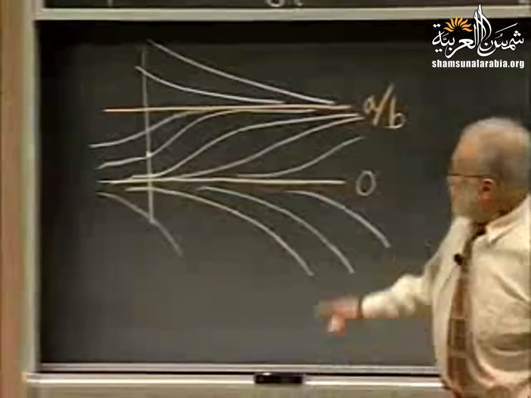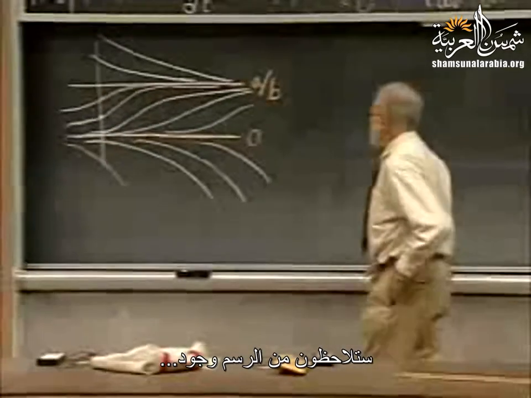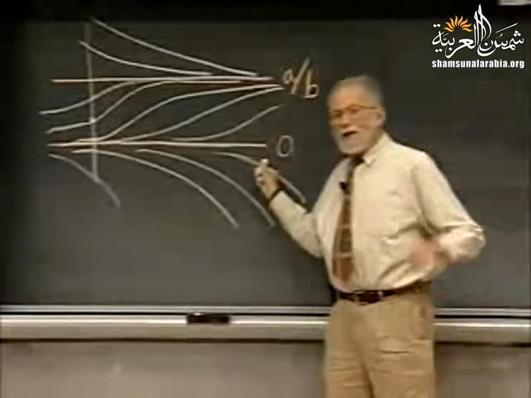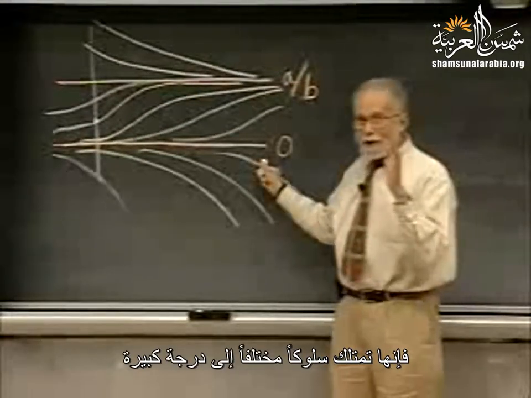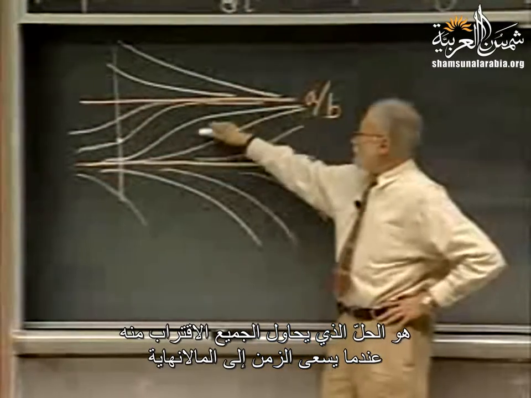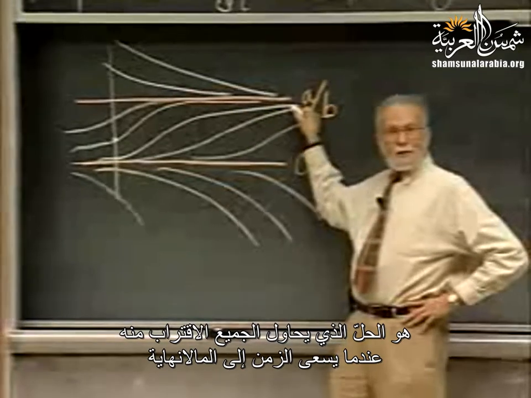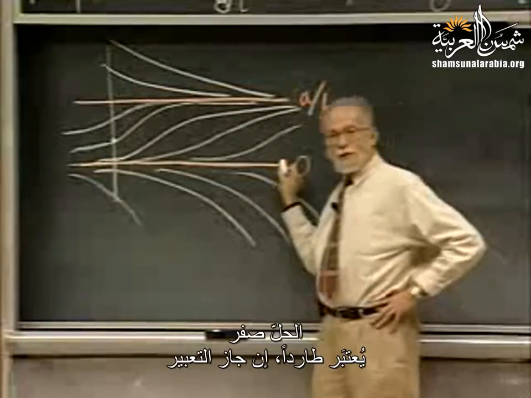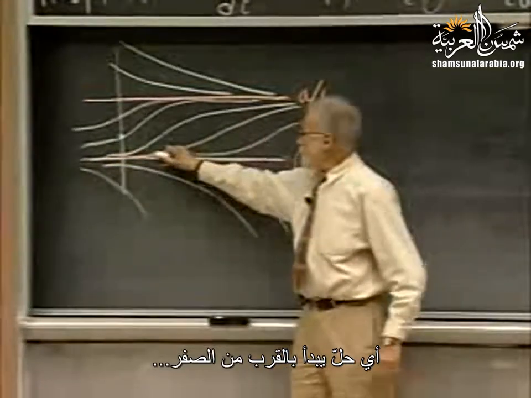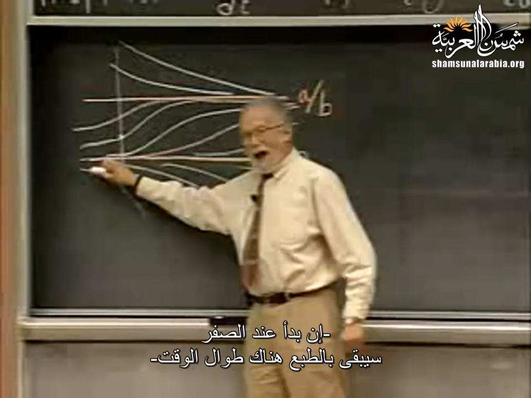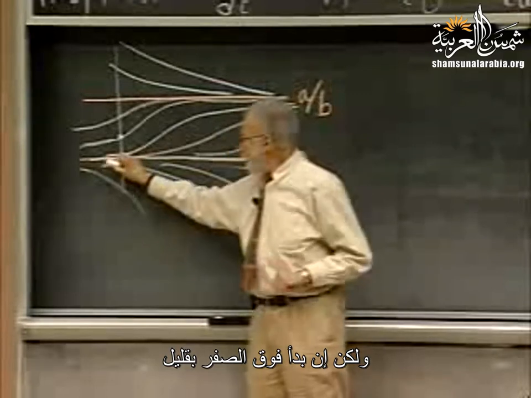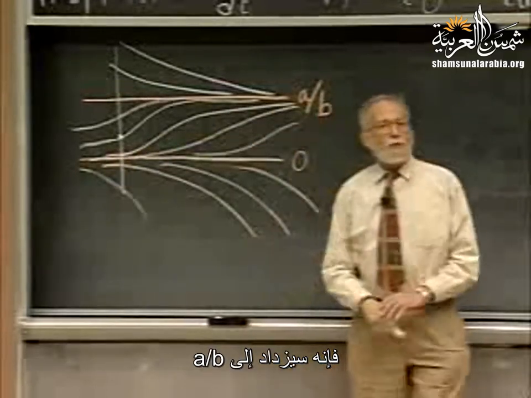Now, you notice from this picture that even though both of these are constant solutions, they have dramatically different behavior. This solution is the one that all other solutions try to approach as time goes to infinity. This one, the solution 0, is repulsive, as it were. Any solution that starts near 0, if it starts at 0, of course it stays there for all time. But if it starts just a little bit above 0, it increases to a over b.